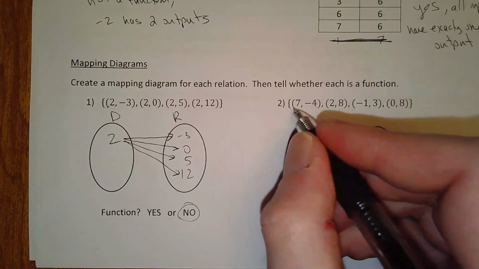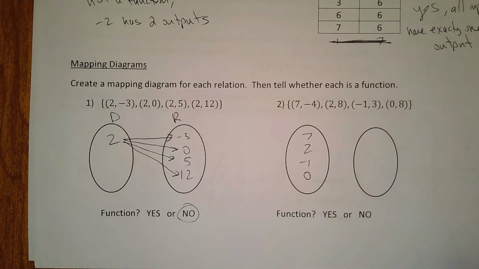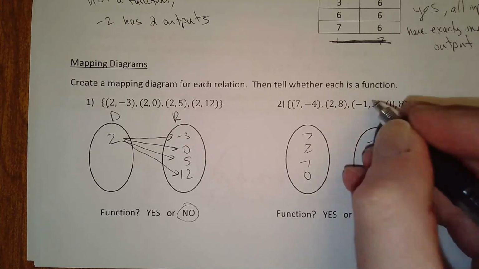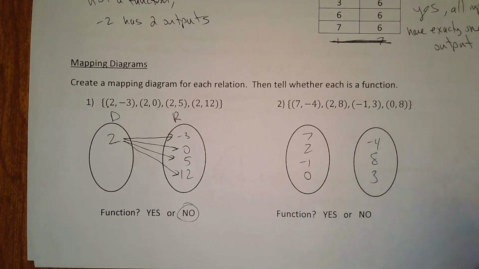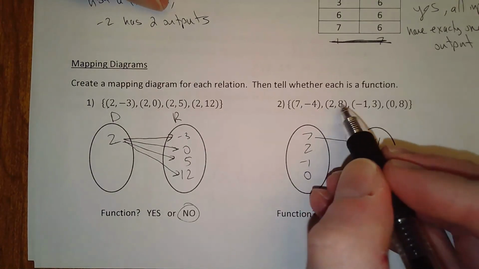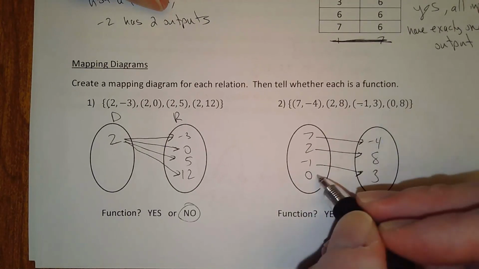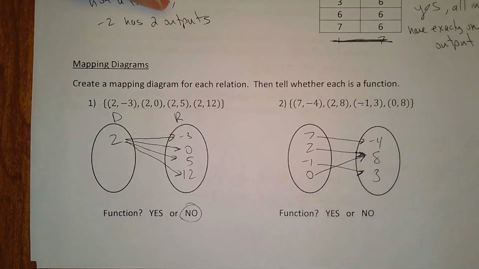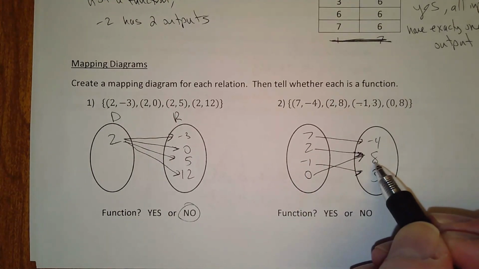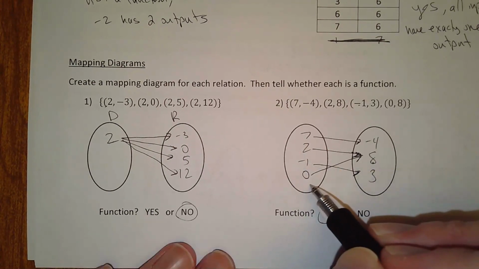Okay, over here, domain would be 7, 2, -1, and 0. The range would be -4, 8, 3, and there's 8 again, so I don't need to write it twice. I can just leave it as 8. So now 7 gets mapped to -4, 2 gets mapped to 8, -1 gets mapped to 3, 0 gets mapped to 8. Okay, so is it okay for 2 different inputs to be mapped to the same output? That is okay. So that is a function, because each input has exactly 1 output.